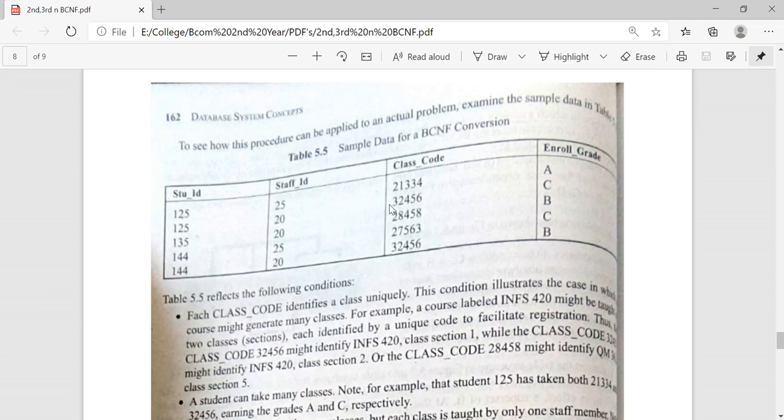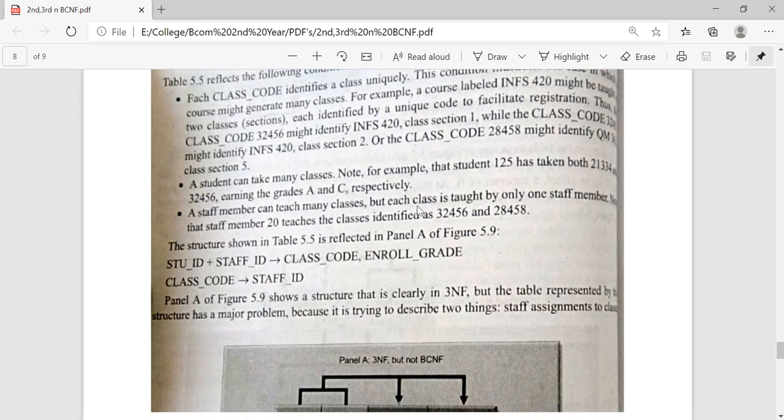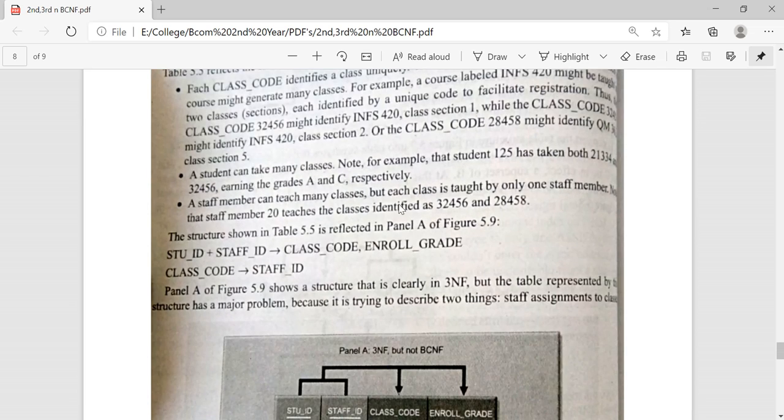courses again, 1 and 2. This last one is the same as this, meaning he is teaching the same course to 2 different sections. These are 2 different courses, and these are the same course for 2 different sections. Okay, so a staff member can teach many classes, but each class is taught by only one staff member, right?